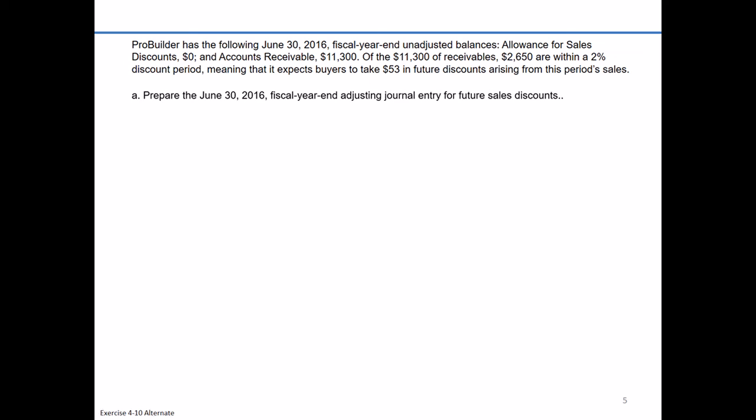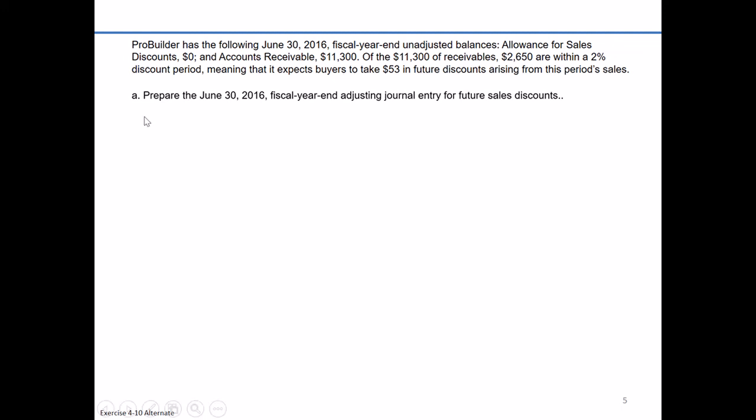It has the opposite of the normal balance of an asset account or accounts receivable, so its normal balance is going to be a credit. On the balance sheet in particular, you'll see accounts receivable listed, and then you'll see allowance for sales discounts reflected as a subtraction from that. Again, it's a contra asset account. It represents the amount of discount we expect customers to take, so therefore that would be accounts receivable we do not expect our customers to pay us.